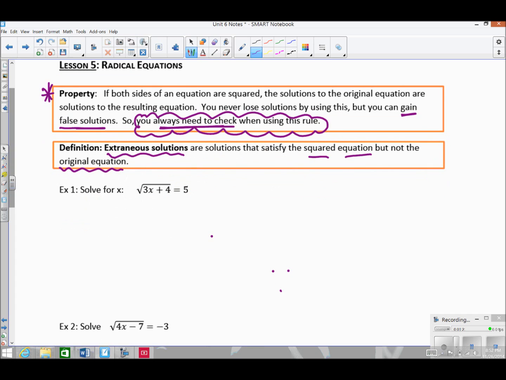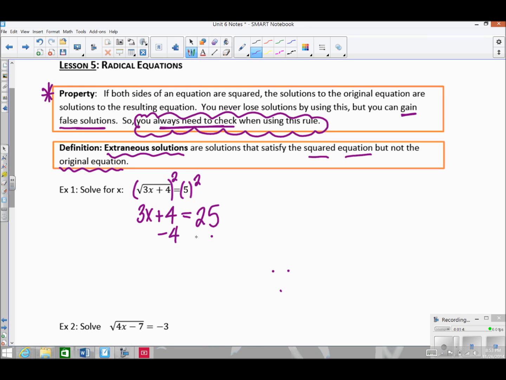So when we go to solve this example, we're going to start off by isolating the square root, and then we're going to square both sides of the equation. I want to undo the square root. So when you square something that's been square rooted, you're just left with what was underneath the radical to begin with, so 3x plus 4. And then I actually square the 5, and I get 25.